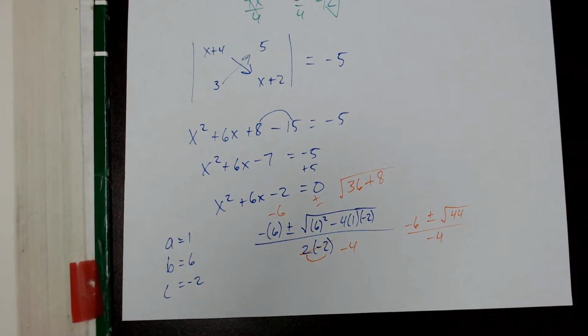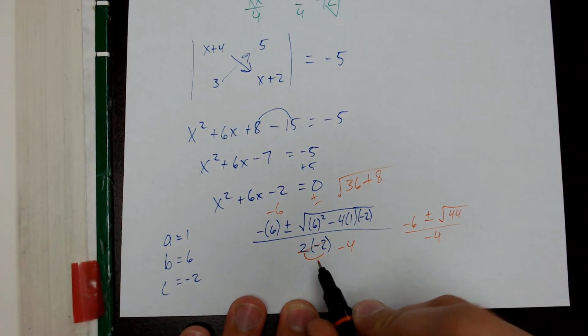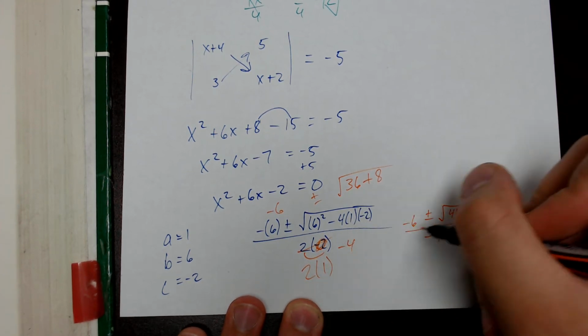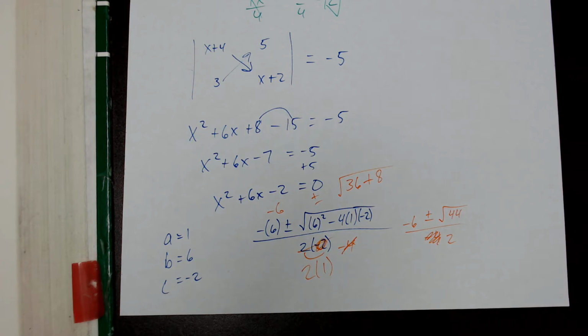Can I simplify this any more? I think so. Hold on. Whoops. Okay, I just caught myself. I put 2c on the denominator. This should have been 2a, so it should have been 2 times positive 1, not negative 2. So that means my denominator is actually positive 2. So yeah, I can simplify this way better.